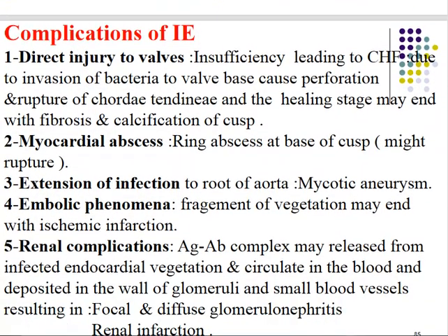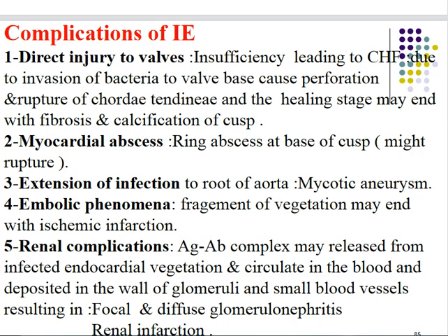Regarding the complications of infective endocarditis, first there is direct injury to the valve leading to valve insufficiency and congestive heart failure, due to invasion of the bacteria into the valve and the valve base. That is, there is perforation and rupture of the chordae tendineae, and the healing stage may end with fibrosis and calcification of the cusp. The second is myocardial abscess, where a ring abscess forms at the base of the cusp and may rupture.